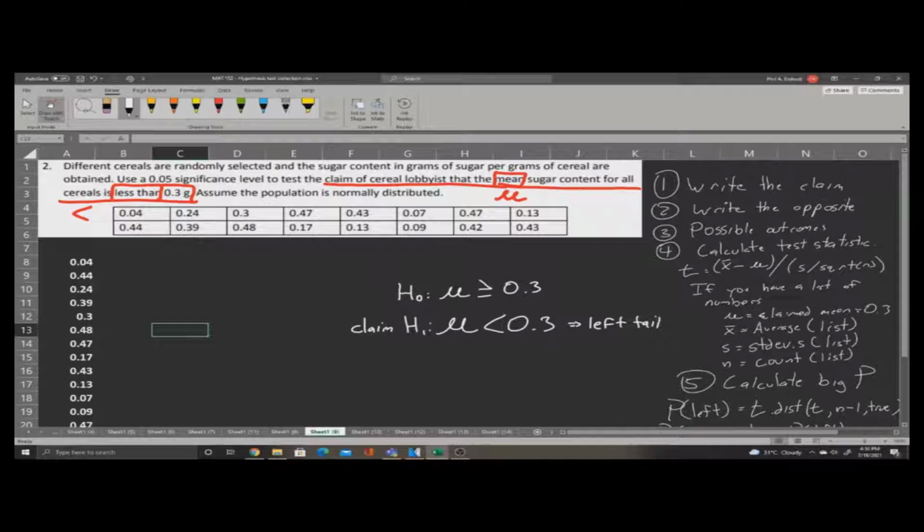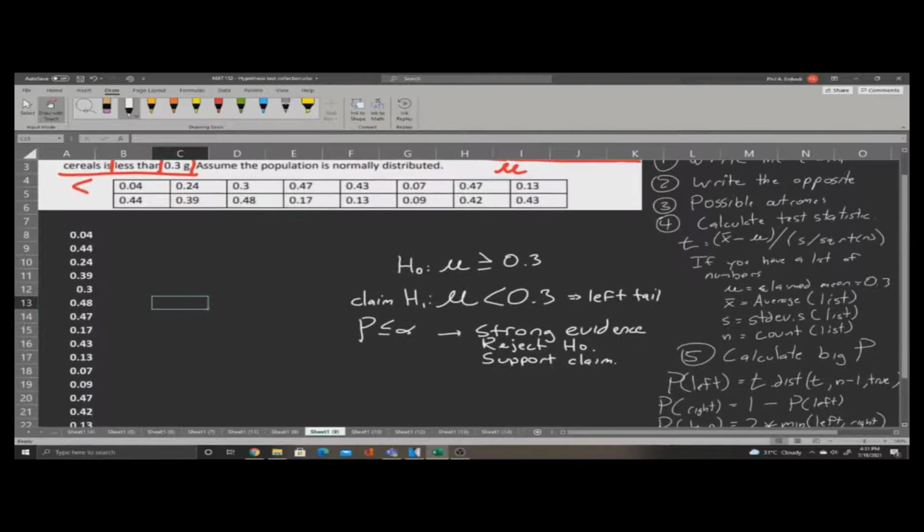With our claims written, let's consider the possible outcomes of the hypothesis test. If our big P is less than or equal to alpha, that means that we have strong evidence, which means we would reject the null hypothesis. Because we are rejecting the null hypothesis, imagine if we crossed it out, that would leave the claim behind. Therefore, we would support the claim in rejecting the null hypothesis.